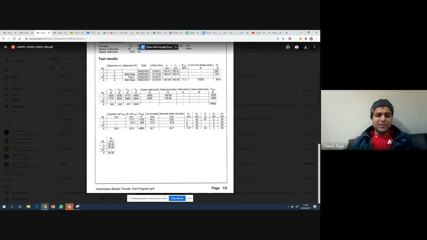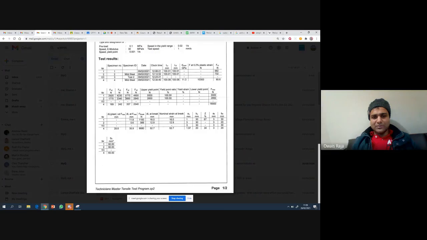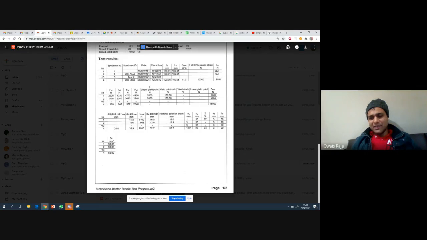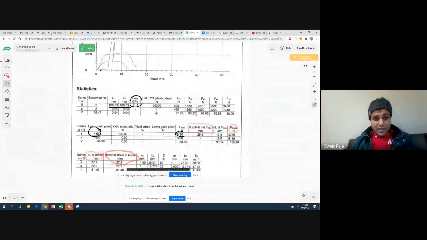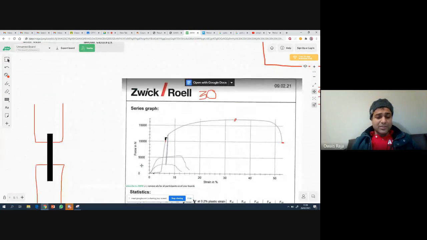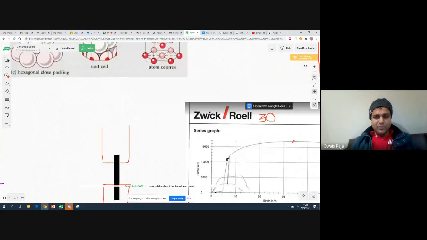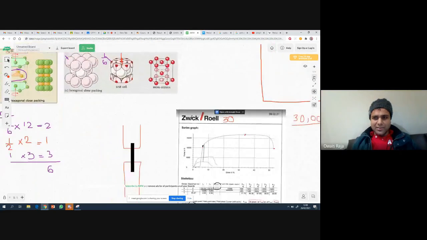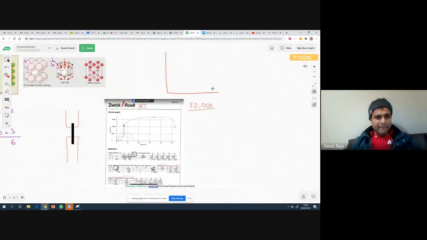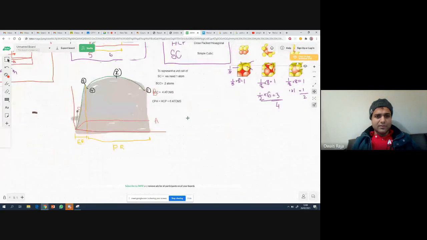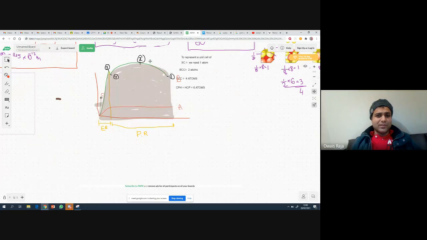The graphs are a little bit incorrect. I've just noticed because these values are not right. I need to redo that test again, and I will upload that one. So these are the values you will need to look at, but not now. For now I want you to explain the generic graph, and explain what these things mean.